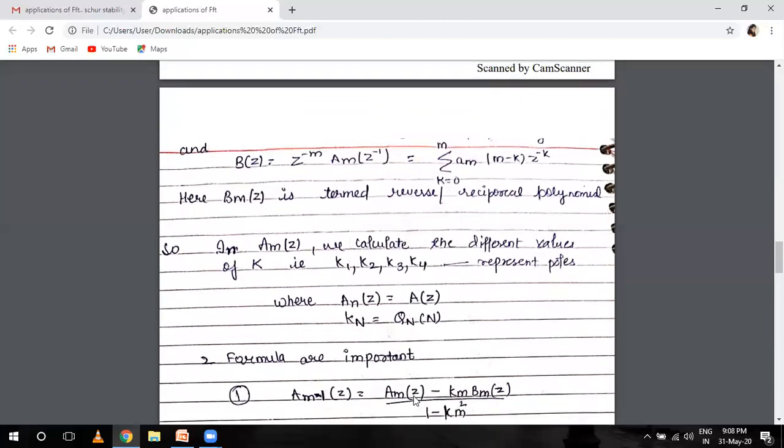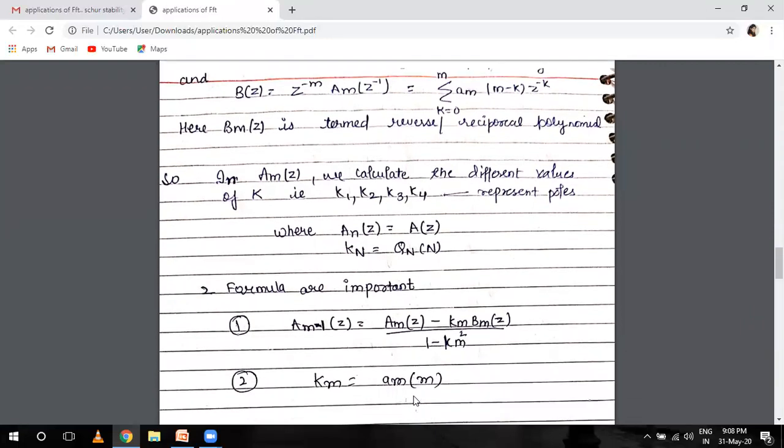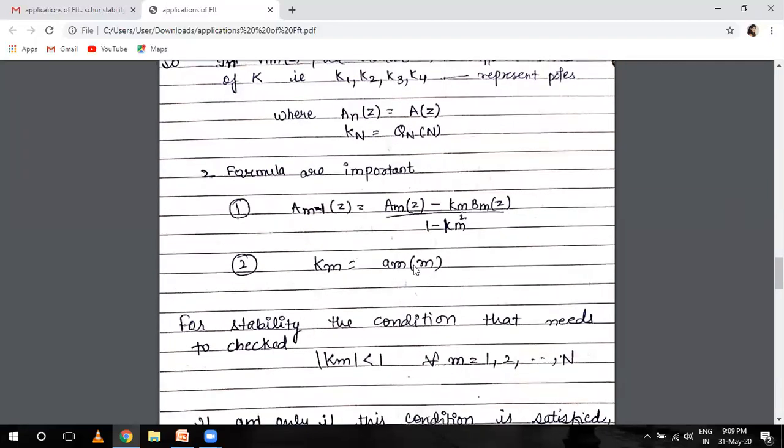In this A_m(z) we calculate the different values of k, that is k1, k2, k3 and k4. This k1 represents the poles, where a_n(z) is equal to A(z) and k_n is equal to a_n(n). So two important formulas are here: A_(m minus 1)(z) is equal to (A_m(z) minus k_m B_m(z)) divided by (1 minus k_m square). Basically m is the order and k_m is equal to a_m(m).